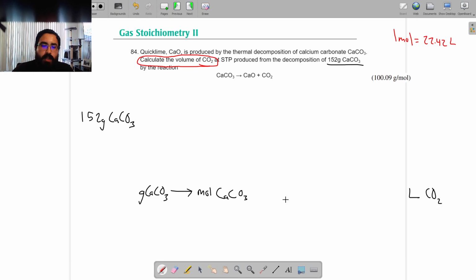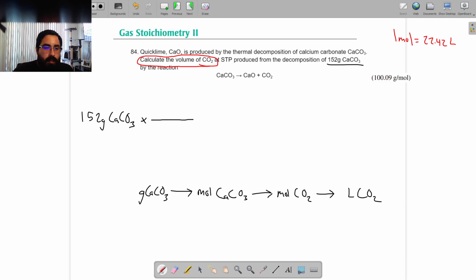CO2. So, you can go from moles of CaCO3 to moles of CO2, and you can go from moles of CO2 to liters of CO2. All right, so we have a little bit of a plan. Let's go ahead and get started.